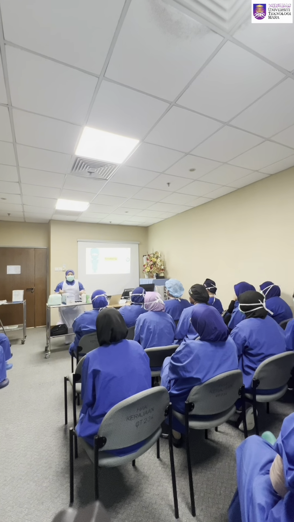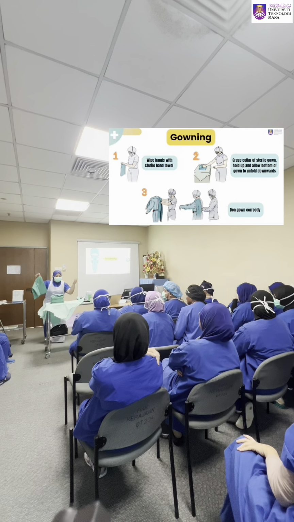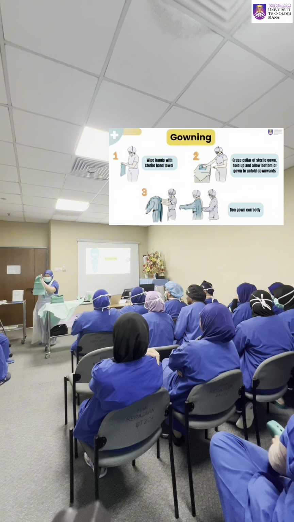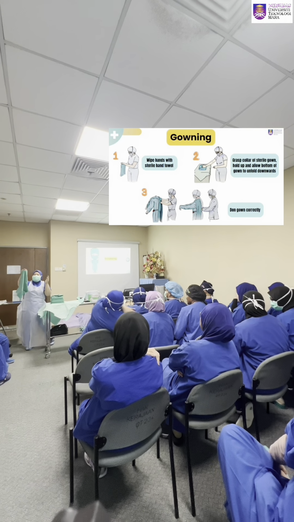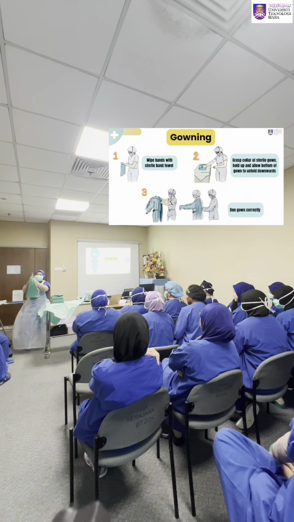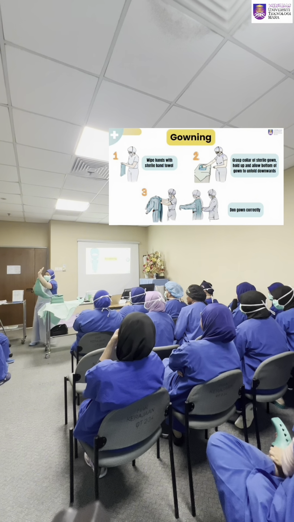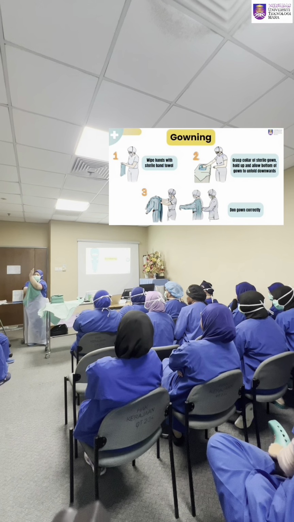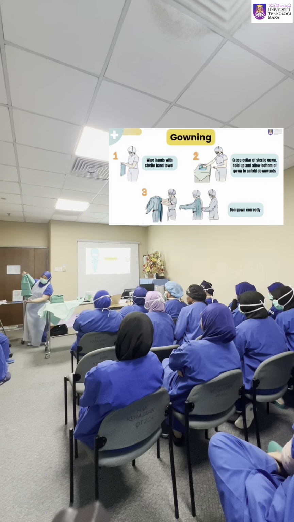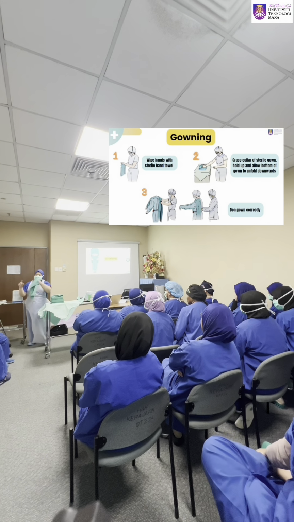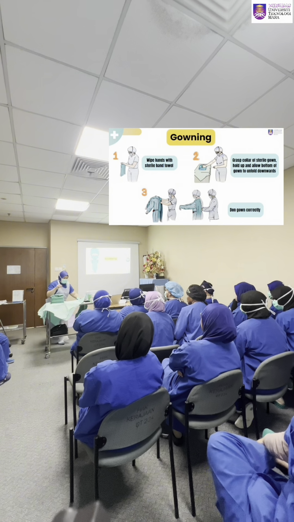Now we go to gowning. After finishing scrubbing, holding one corner of the towel, open the hand towel full length and avoid touching sterile area. Start dabbing dry one hand from the fingers up to 5 centimeter above the elbow. Then reverse the towel, holding the unused end of the towel, and repeat to dab dry the hand from fingers up to 5 centimeter above elbow. Then discard the hand towel.